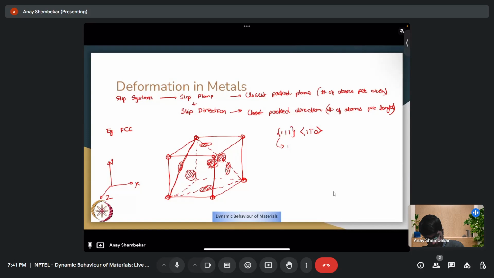So this refers to a family of planes, and this refers to a family of slip directions. There are exactly 12 such slip systems within this. For each plane, you can think of three directions, and you can think of four distinct planes: 111, 1 bar 1 bar 1, and so on.